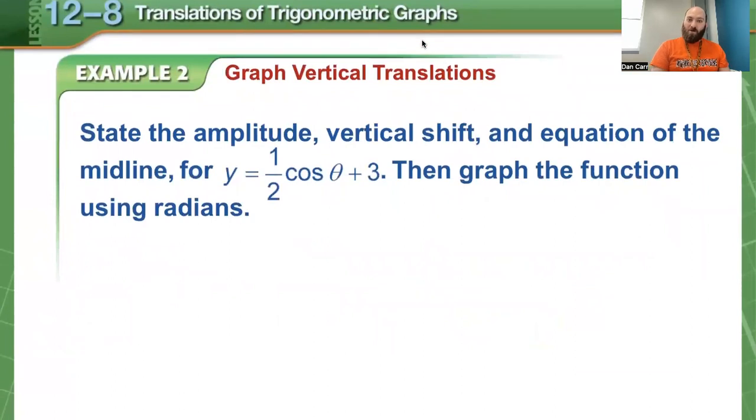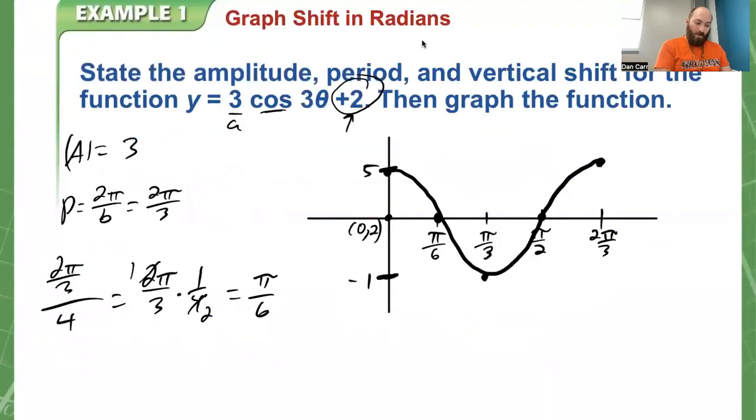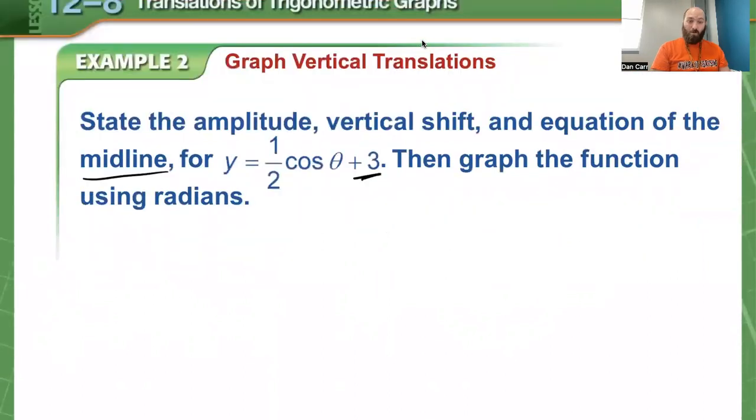State the amplitude, vertical shift, and equation of the midline. I represent it as a point on there, but this right here is that midline. So we can call it an equation. If I go back to this one, instead of calling this 2, this line is y equals 2. It's a horizontal line. So that's my midline equation there. I can use that for this graph as well.